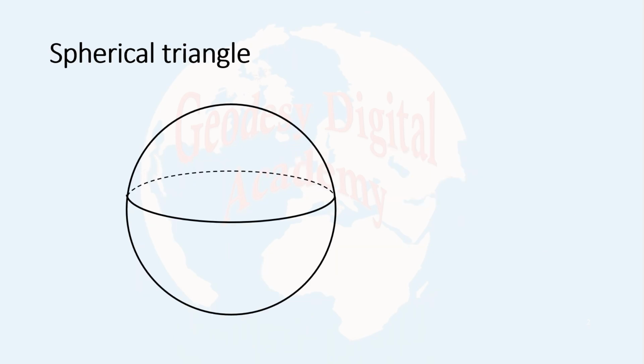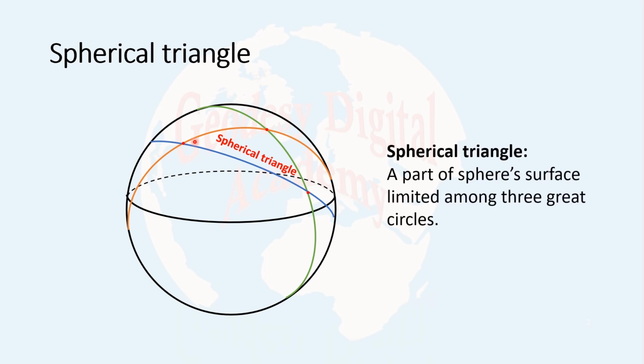Now consider 3 points at the surface of a sphere, and we know that a great circle can go through each two of them. For example, we have one here, and I can have another one here, and we can have another one here. This part of the surface of a sphere, which is limited among these 3 great circles, is called a spherical triangle. A spherical triangle is a part of a sphere surface, limited among 3 great circles.